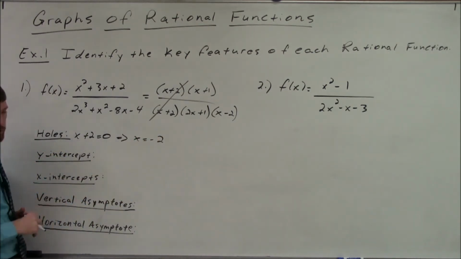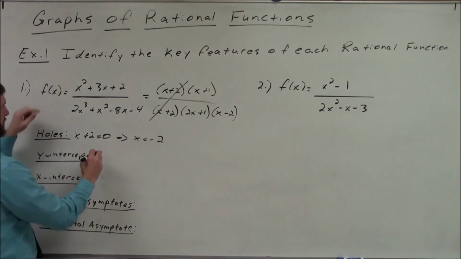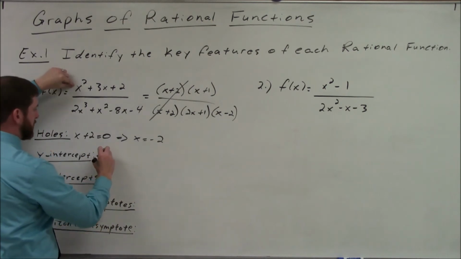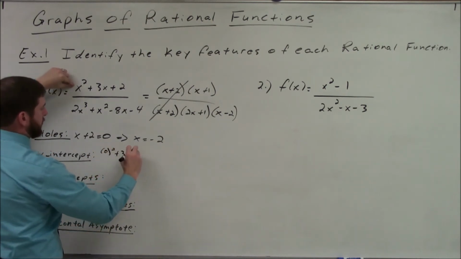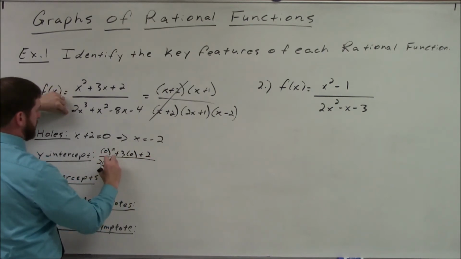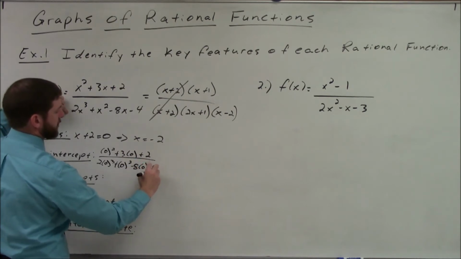So then y-intercept. Y-intercept is what we get when we plug in 0. So if I plug 0 into my function, I can plug it into either part. It doesn't make a difference. 0 squared, 3 times 0 plus 2, 2 times 0 cubed, 0 squared minus 8 times 0 minus 4.